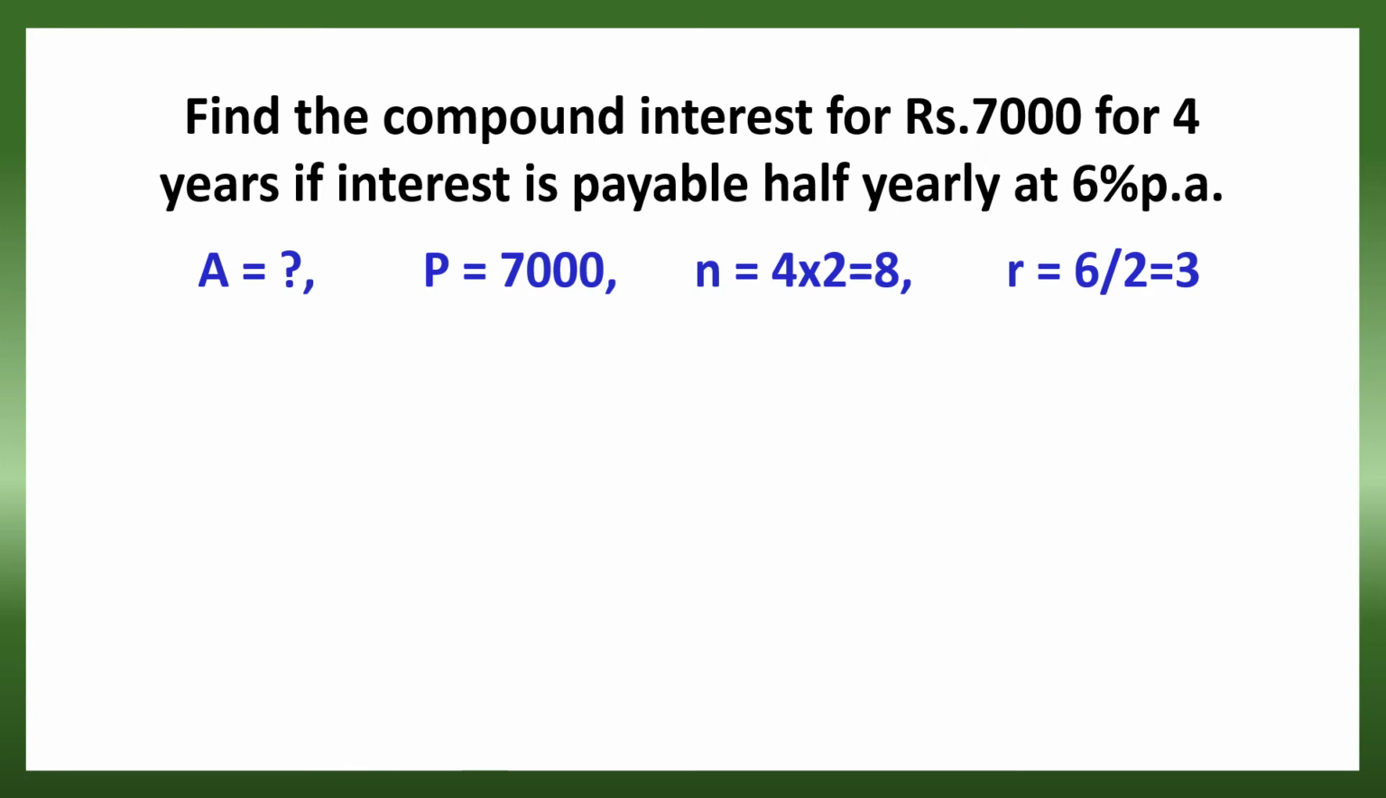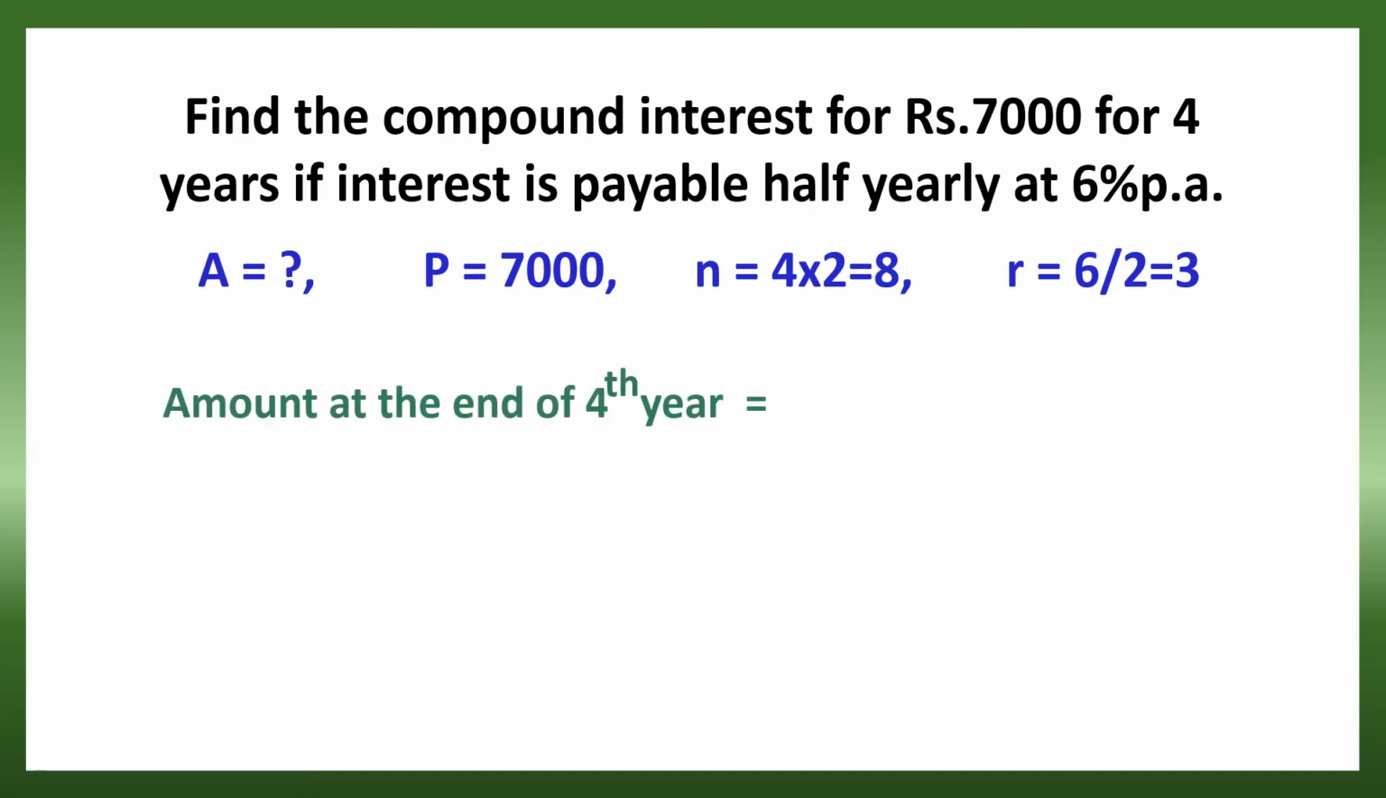So A is unknown. That is the amount at the end of fourth year is unknown. Then P, that is rupees 7,000. N is 4 years. Since the interest is paid half yearly, we have to adjust it. So N is equal to 4 into 2, that is 8. And the rate of interest is 6% per annum. When the interest is compounded half yearly, the rate also has to be adjusted. So 6 divided by 2, that will be 3.